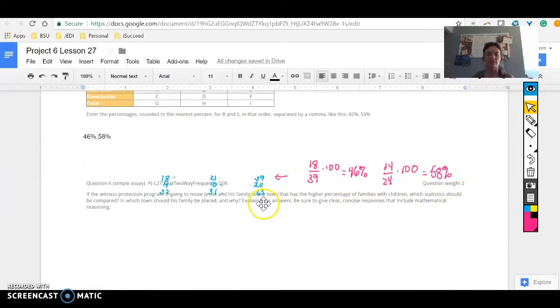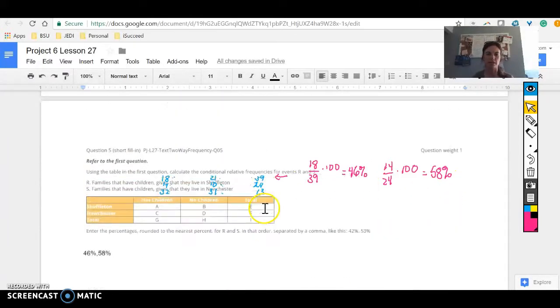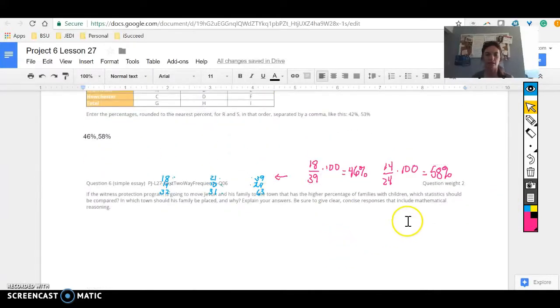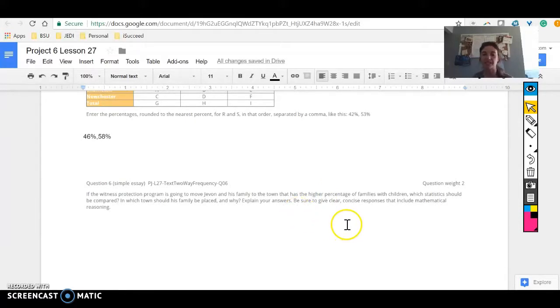So let's see. Last but not least, I think I can go ahead and just erase all these. Okay. Last question. If the Witness Protection Program is going to move Javon and his family to the town that has the higher percentage of families with children, which statistics should be compared? In which town should his family be placed, and why?